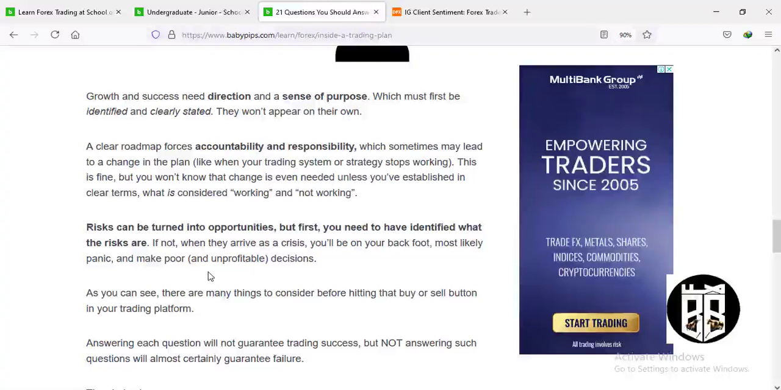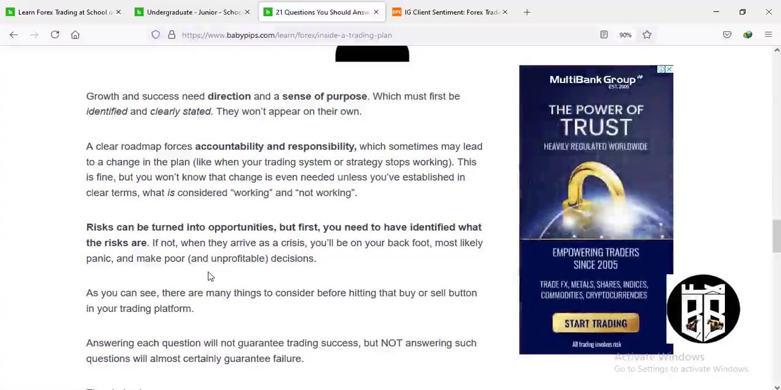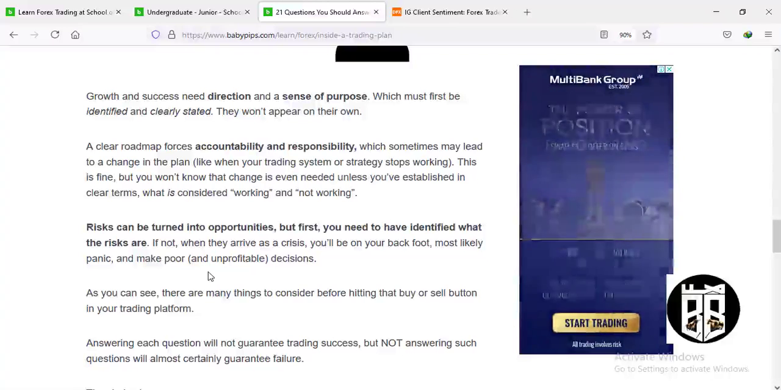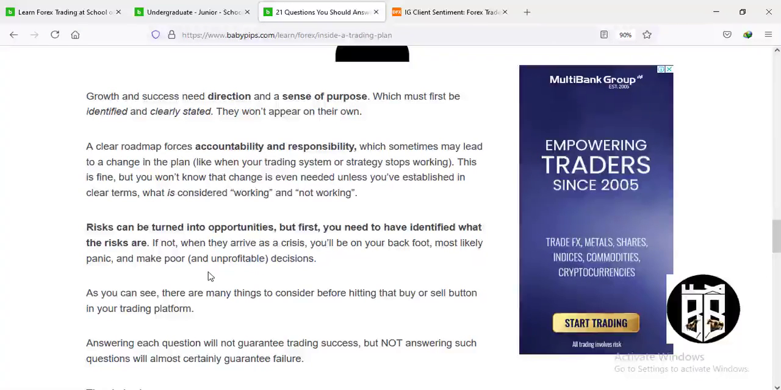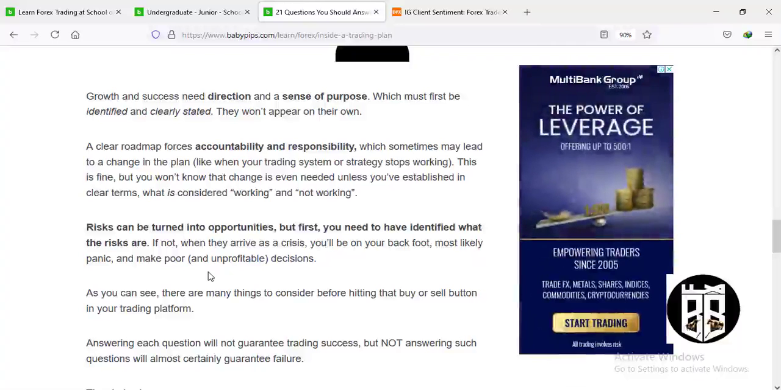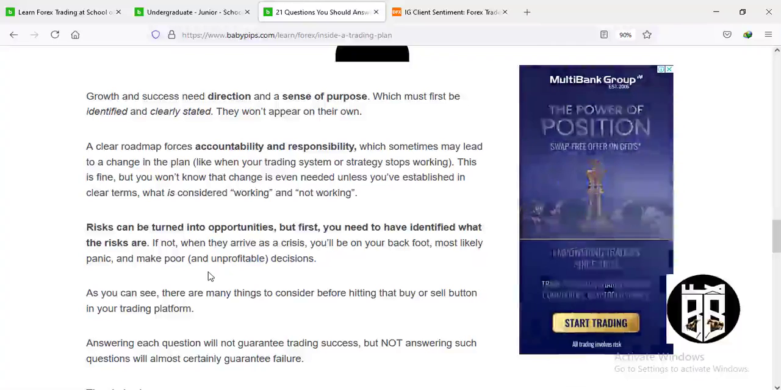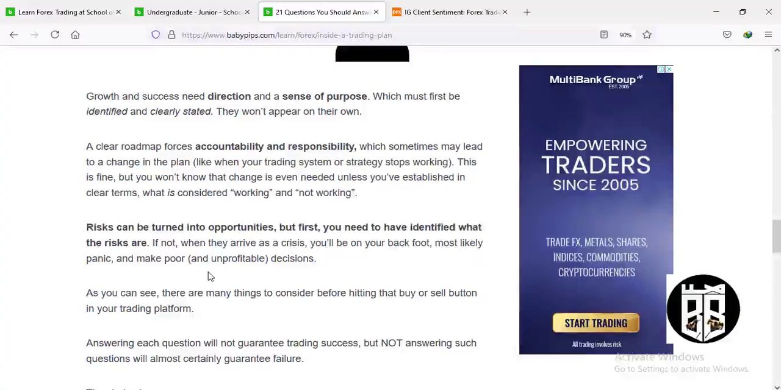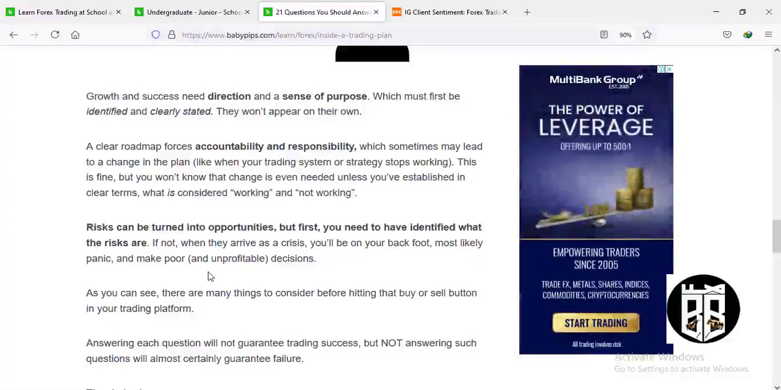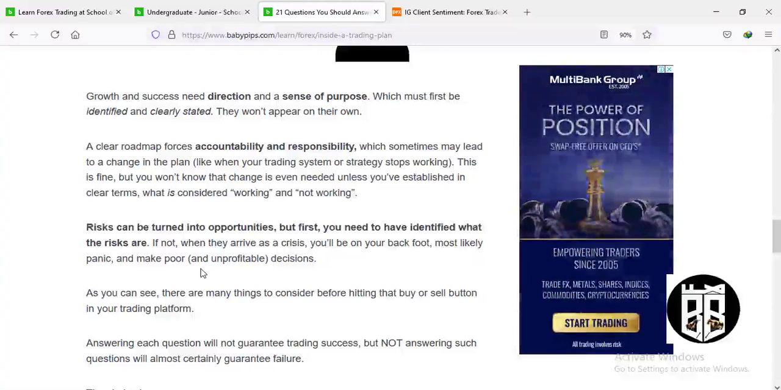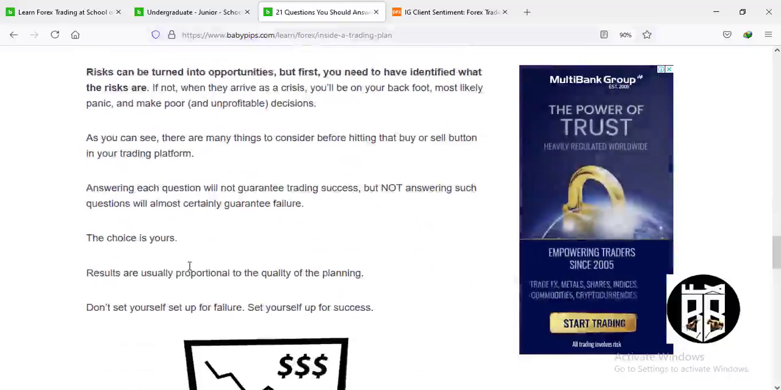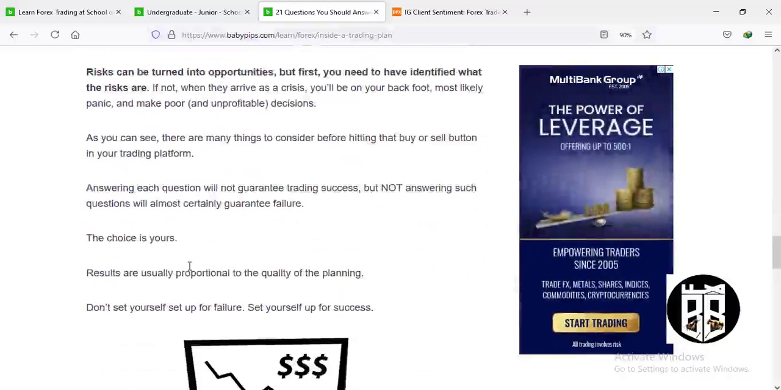Now, there are risks that can be avoided. There are risks that can't be avoided. Risk can be turned into opportunity, but first you need to have identified what risks are. If not, when they arrive as a crisis, you will be on your back foot, most likely panic and make poor, unprofitable decisions.